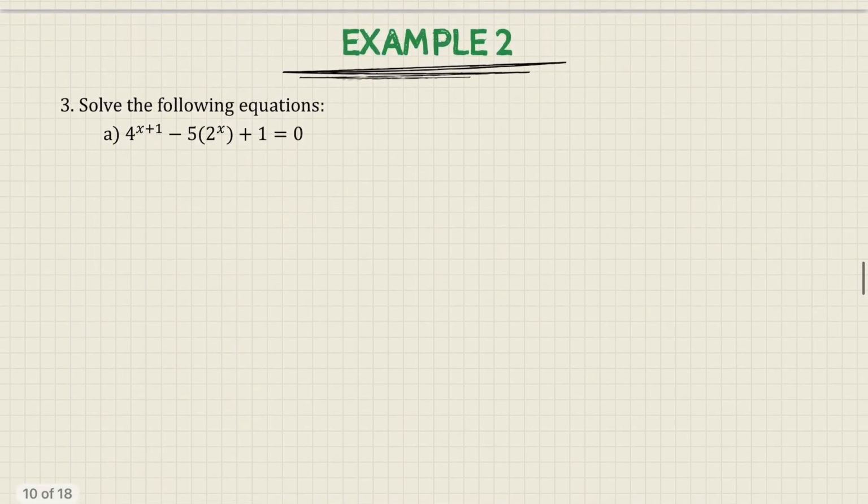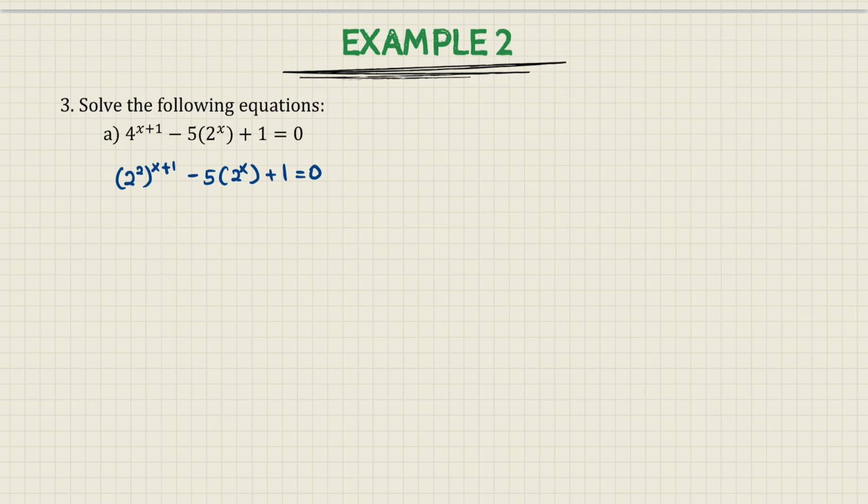Okay, so kita start dengan question 3A. So first of all, kita tengok dahulu soalan ini base dia tak sama. Okay, so if we look here, ini base 2, ini base 4. But we know that base 4 can also be written as base 2. Okay, 4 can be written as base 2. Okay, so maksudnya kat sini 4 kita akan tukarkan dia kepada 2 to the power of 2 x plus 1 minus 5 2 to the power of x plus 1 equals to 0. Okay, so sekarang ini kita dah nampak dia adalah base 2.